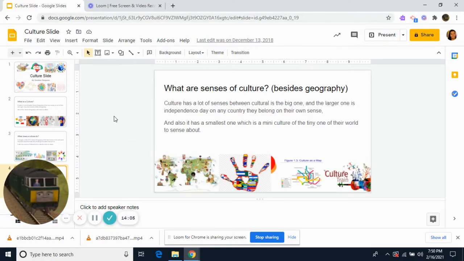All right, what are senses of culture besides geography? Culture has a lot of senses. Between cultural is a big one, and the larger one is Independence Day. On any country, they belong on their own sense, and also it has the smallest one, a mini culture of a tiny one of our world. Figure 1.3, culture as a map that has been shown.